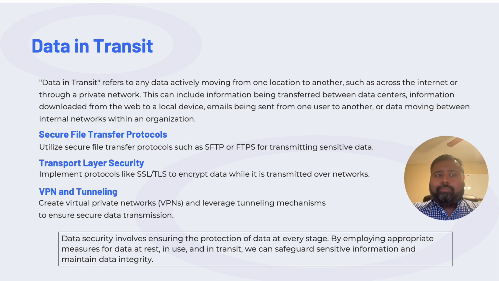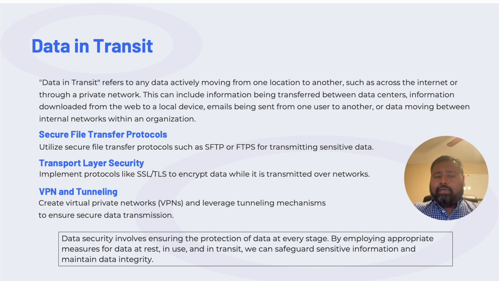Finally, the third state of data is data in transit. Data in transit refers to any data which is moving from one point to another, such as data which is being moved through the internet or through a private network. It also includes data which is shared in the form of emails from one user to another, or data which is moving between data centers, or the information which is getting downloaded from the web to a local device.